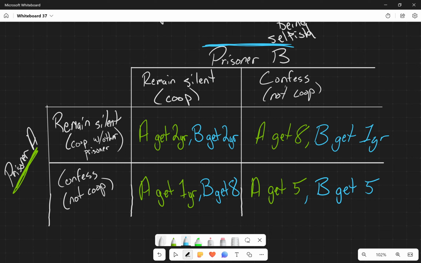One of the things that we can easily see here is that this matrix is symmetrical. All prisoner's dilemma problems are going to be symmetrical. So if prisoner A gets a year by cutting a deal when prisoner B doesn't, then that means that prisoner B must get a year when prisoner B cuts a deal, but prisoner A doesn't. Similarly, if A gets 8 years when they remain silent but prisoner B confesses, B has to get 8 years when prisoner A confesses and prisoner B remains silent.